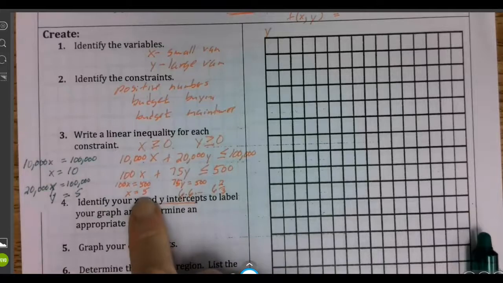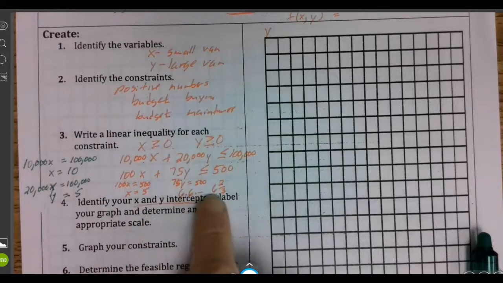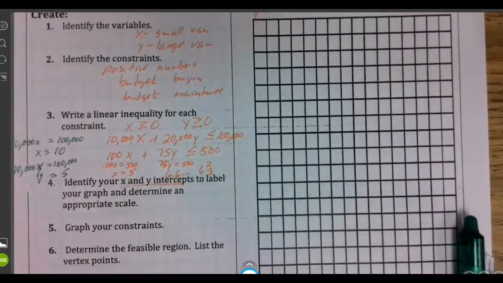So for our first equation, we found out our x-intercept is 10, our y-intercept is 5. For our maintenance equation, we find our x-intercept is 5, and our y-intercept is a convenient 6.66666, so we're going to use 6 2/3 and approximate where that is. So what we need to do is look at how we want to divide these as far as how many vans.